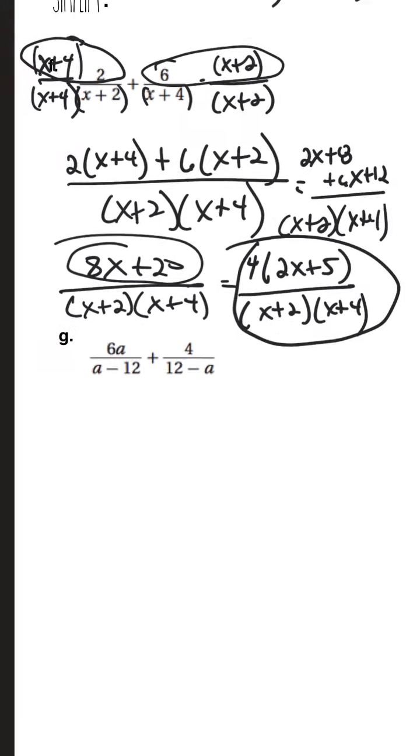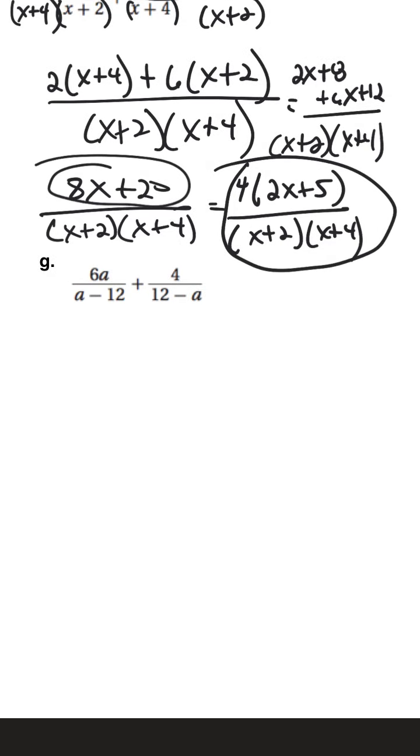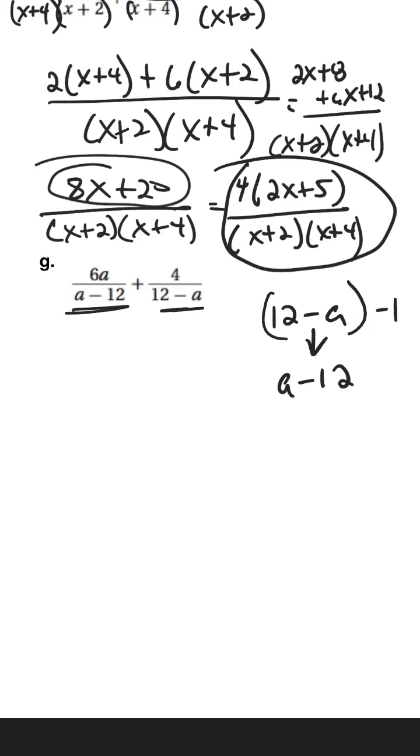Looking at the bottom of G, I'm noticing that these factors are not equal, but they're a lot alike. I can change 12 minus a so that it's a minus 12. I want to change this to a minus 12. And the only way I can do that really is if I multiply this by negative 1. If I multiply it by negative 1, that would make a positive and 12 negative, and I could switch that around. Remember, I can do anything I want as long as I do it to the top and the bottom.